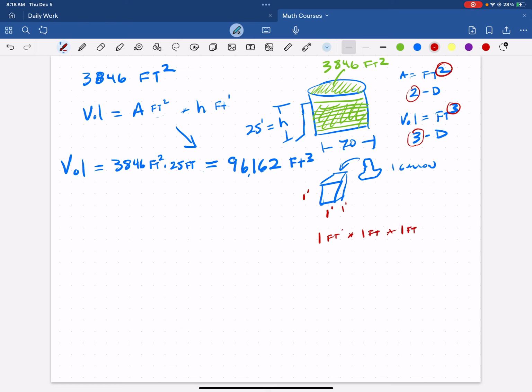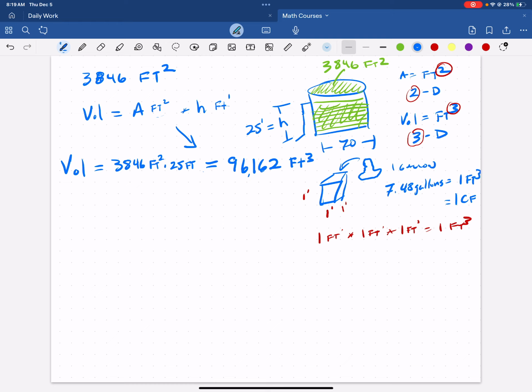These all have little ones on them. We're going to multiply the ones. Well, that's pretty simple. That's 1. And then 1, 2, 3 feet cubed. So we talked yesterday that 7.48 gallons is equal to 1 cubic foot. You might see it written 1 cubic foot as well. All right, so 7.48 gallons.